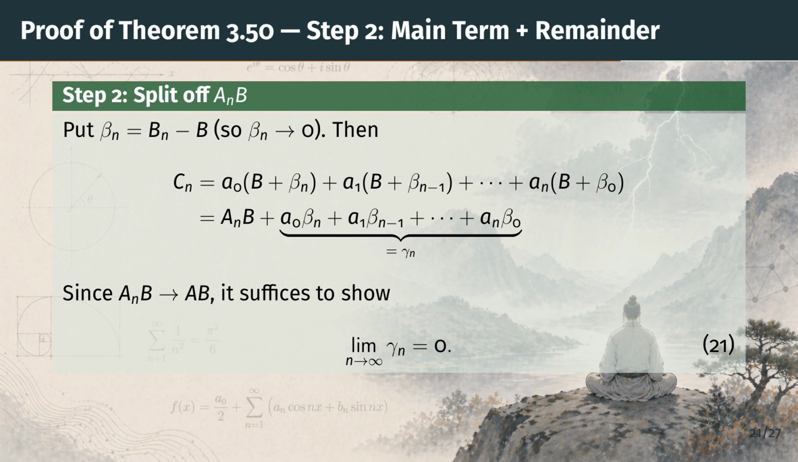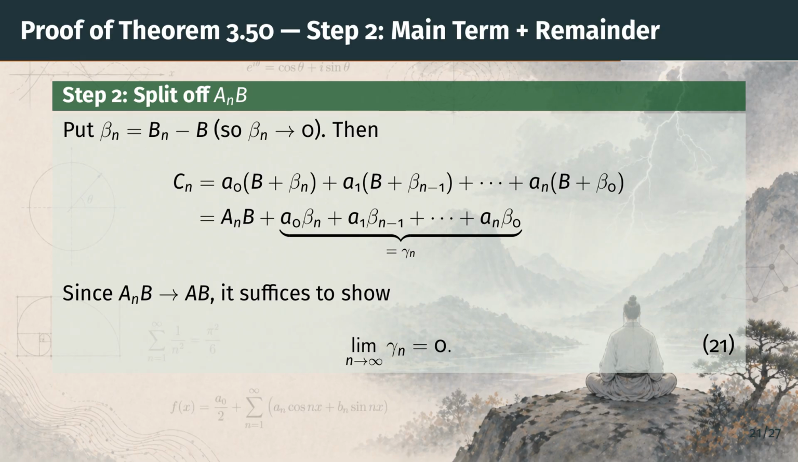Substituting b plus the error into each partial sum in our formula and expanding, the b terms collect into capital A sub n times b, and the leftovers form the quantity gamma sub n, the convolution of the A terms with the errors beta. Now the main term, capital A sub n times b, converges to A times b, which is exactly the value we want. So everything boils down to equation 21.